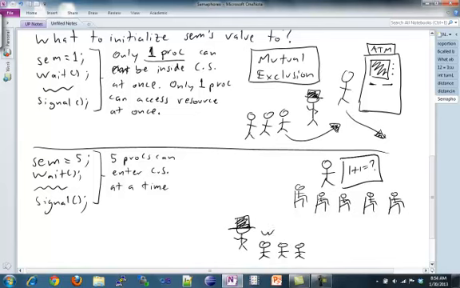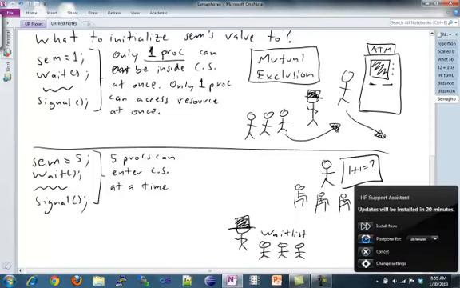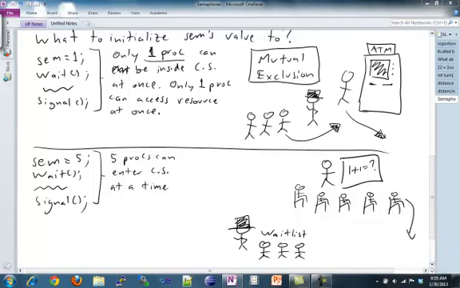So we can call this our wait list. And only when one of the students in the class drops can one of the students in the wait list be allowed to register. Okay, and this could be controlled by a semaphore, right? Only 5 people can be in the class. Any people after that have to be blocked and wait until some of the people in the class decide that they don't want to take the class anymore.